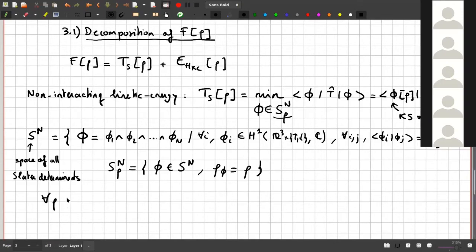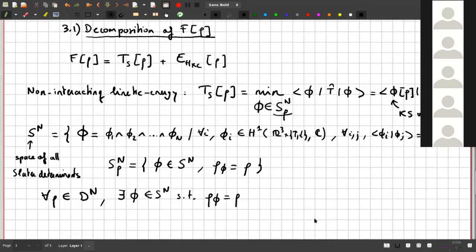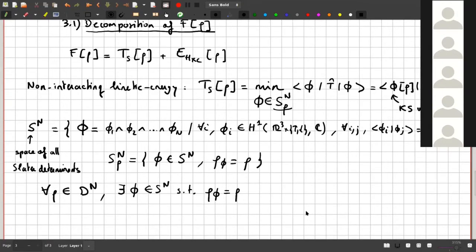So for any rho belonging to the set of N-representable densities that can come from any possible wave function, including a multi-determinant one, there is always a single determinant so that the density of this single determinant is the same as the density rho. Okay, so it's an important thing that we use in practice in Kohn-Sham in order to keep exact expressions in principle.